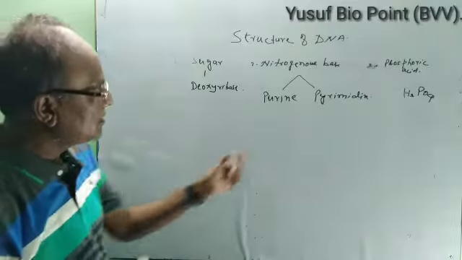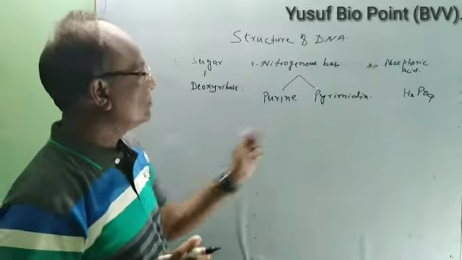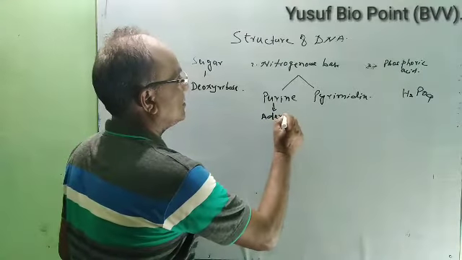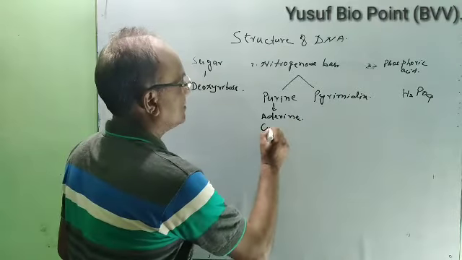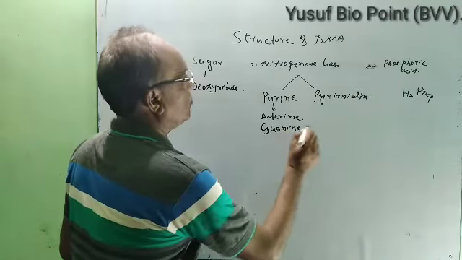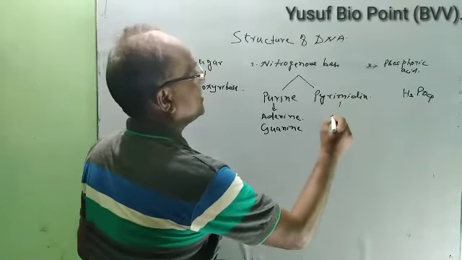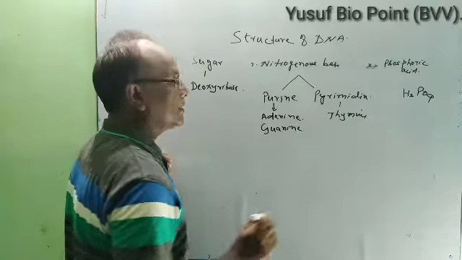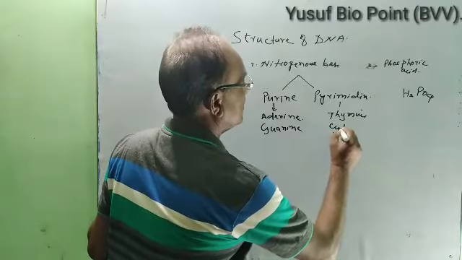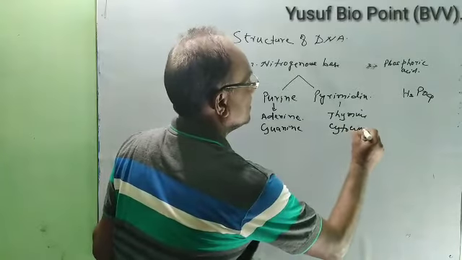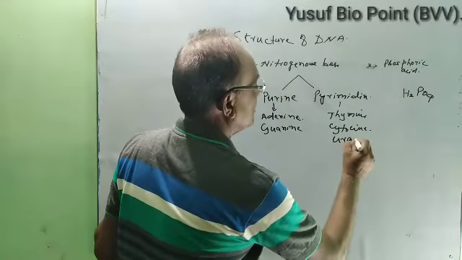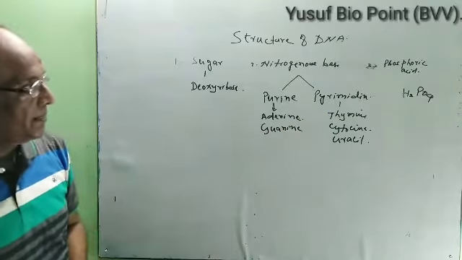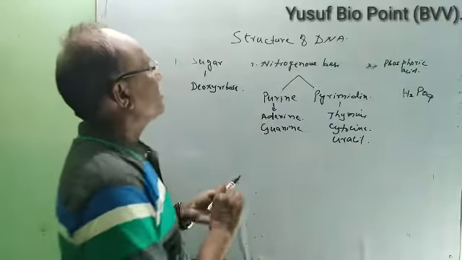Now, the purines contain adenine and guanine, while the pyrimidines contain thymine, cytosine, and uracil. This contains thymine, cytosine, and uracil.